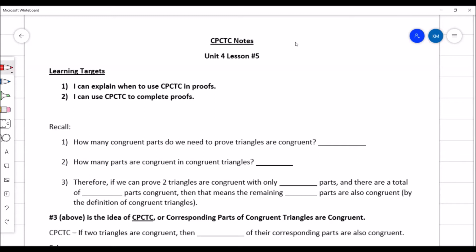All right, let's recall. How many congruent parts do we need to prove that triangles are congruent? On the proofs we've talked about, we need 3. Okay, how many parts are congruent in congruent triangles? Remember when we first talked about congruent figures, we said there's 6 parts. All 3 sides, all 3 angles. So therefore, if we can prove that 2 triangles are congruent with only 3 parts, and there are a total of 6 parts congruent, then that means that the remaining 3 parts are also congruent by the definition of congruent triangles, saying that all 6 parts have to be congruent.